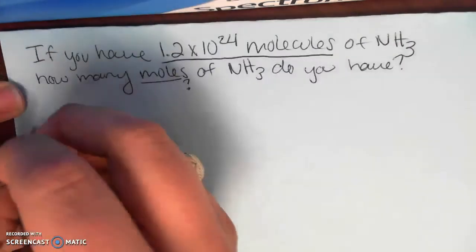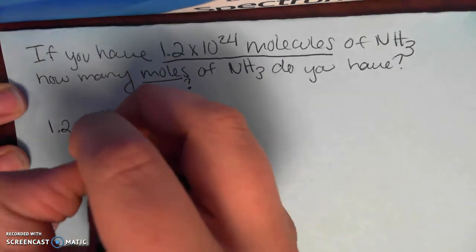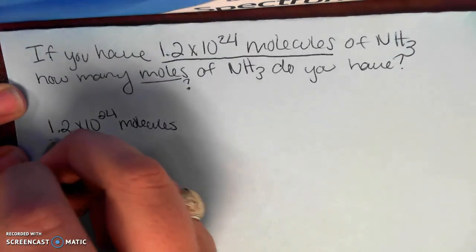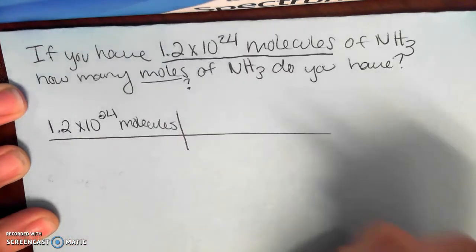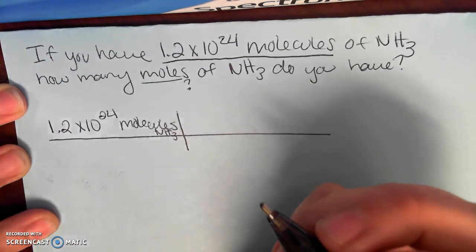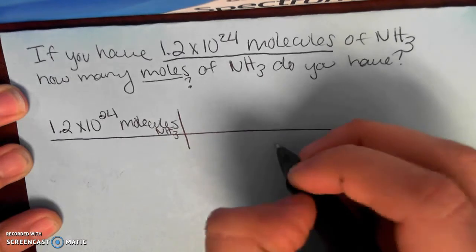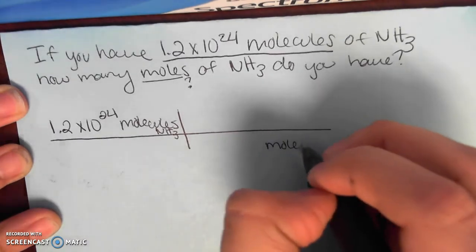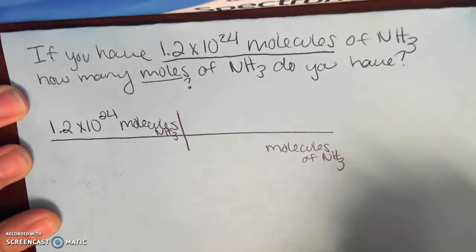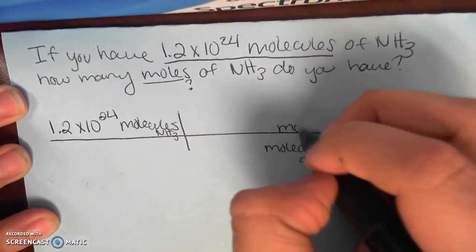Okay, so again, you start with what you're given. So we would say 1.2 times 10 to the 24th molecules. Okay, we're going to draw our train tracks. Okay, I'm sorry, molecules of NH3. We have to write that. So if we have molecules of NH3 here, what do we know we have to have down here so it'll cancel out? We know it's going to have to be molecules of NH3. Okay, so up here, what we want will end up being moles.